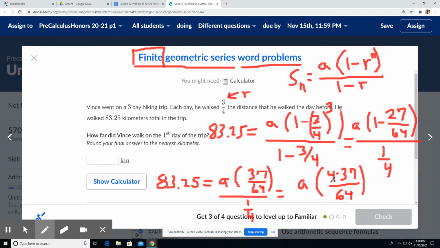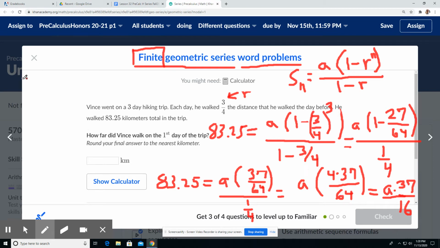4 goes into 64. Sorry about that. 64 divided by 4 is equal to 16. All this turned into a times 37 over 16. Okay. And I'm just kind of putting that a on top here. So let's go ahead and do that.